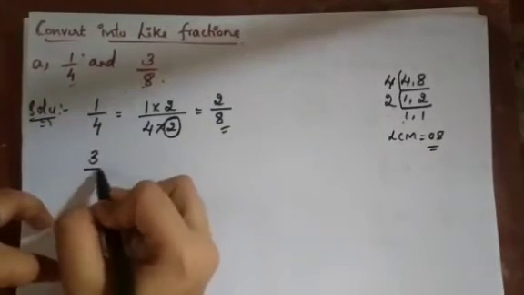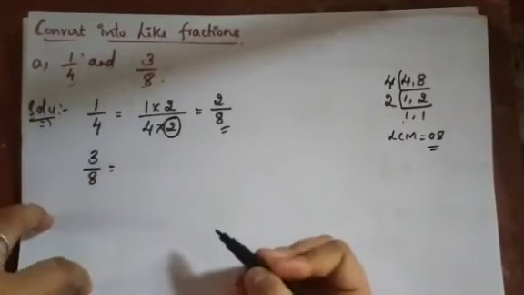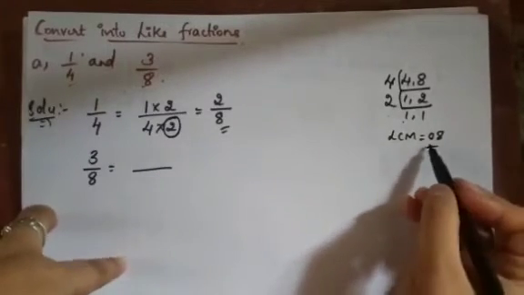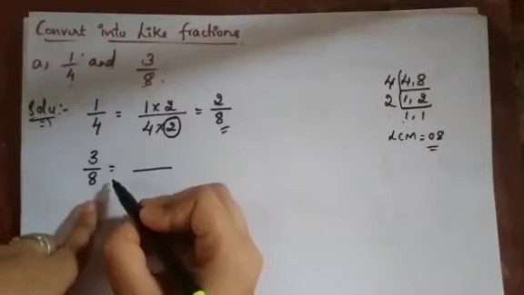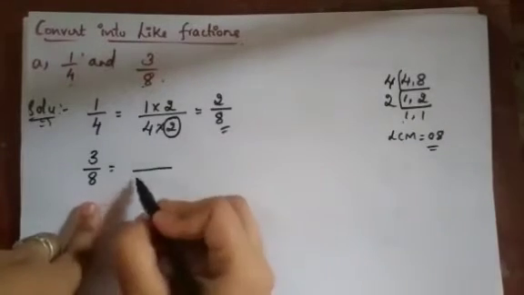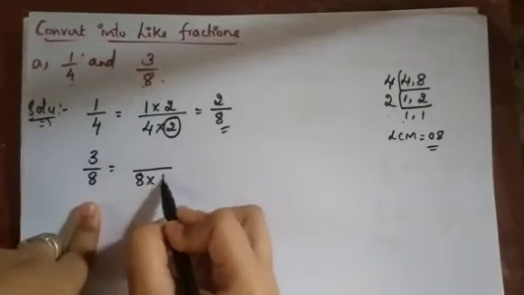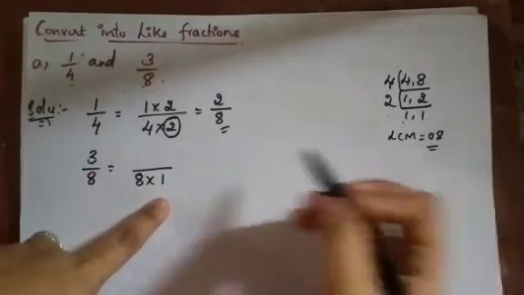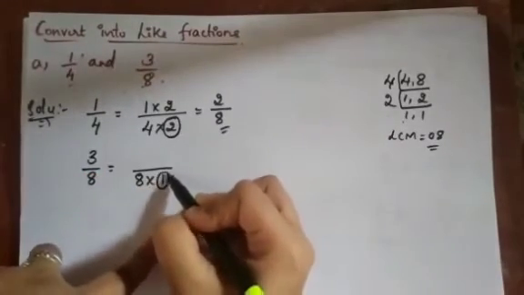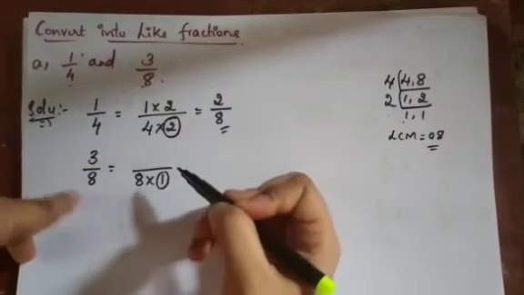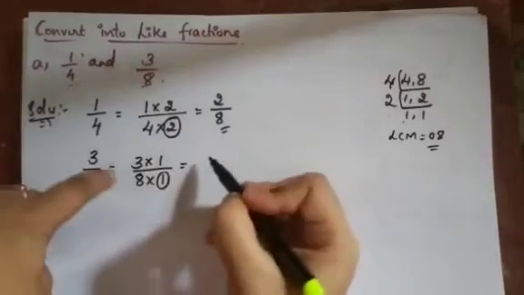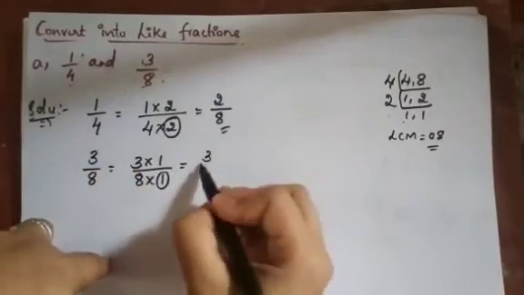Next, take 3 divided by 8. Here 8 is already the LCM. To make 8, you can take 8 into 1. If I multiply 8 into 1, I'll get 8 only. Whatever you multiplied in the denominator, the same thing I multiply in the numerator also, that is 3 into 1. So 3 into 1 is nothing but 3 divided by 8.